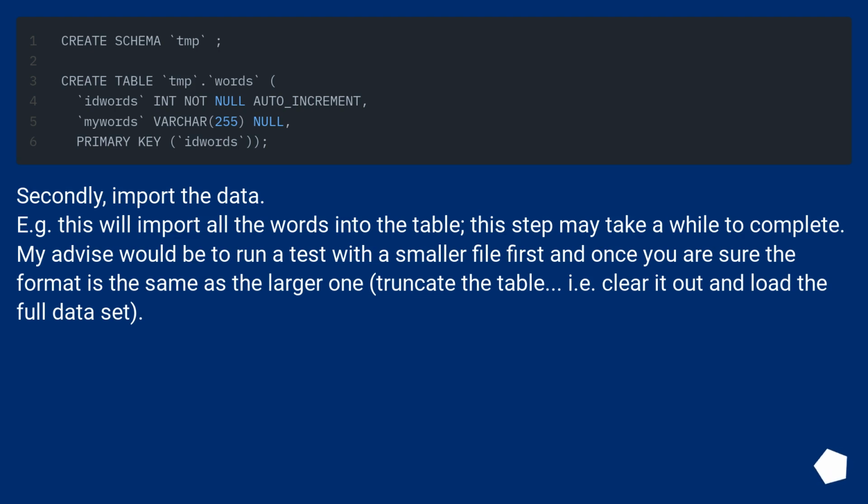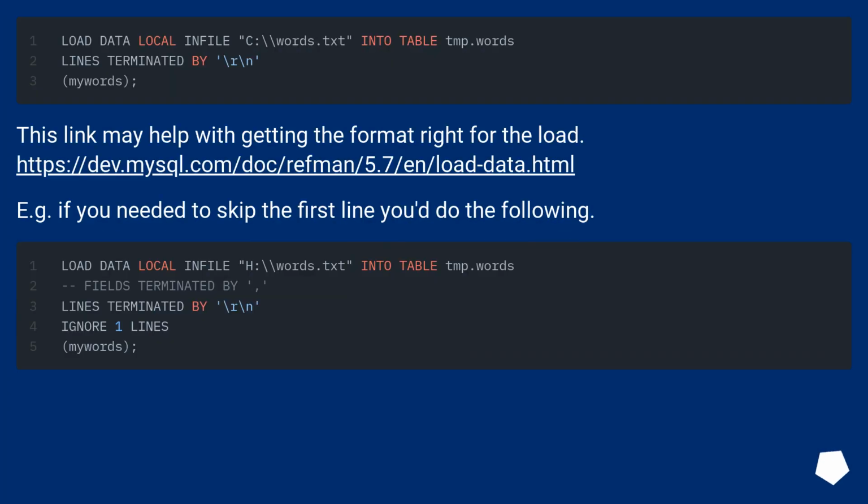My advice would be to run a test with a smaller file first, and once you are sure the format is the same as the larger one, truncate the table, i.e. clear it out, and load the full dataset. This link may help with getting the format right for the load. For example, if you needed to skip the first line, you'd do the following.